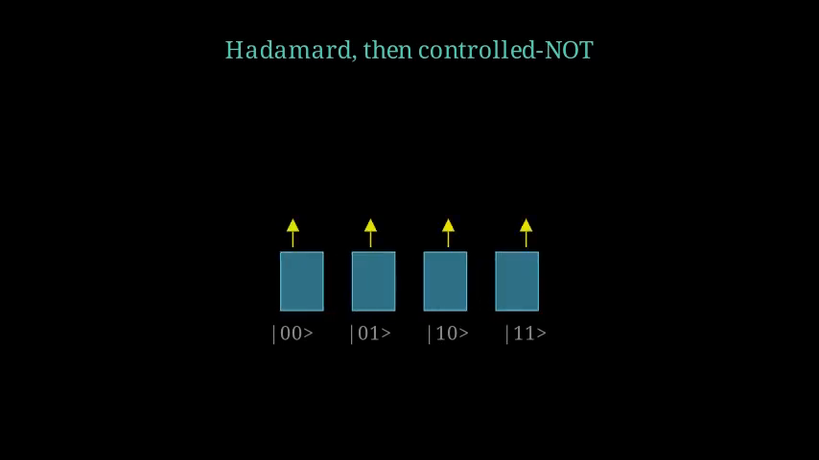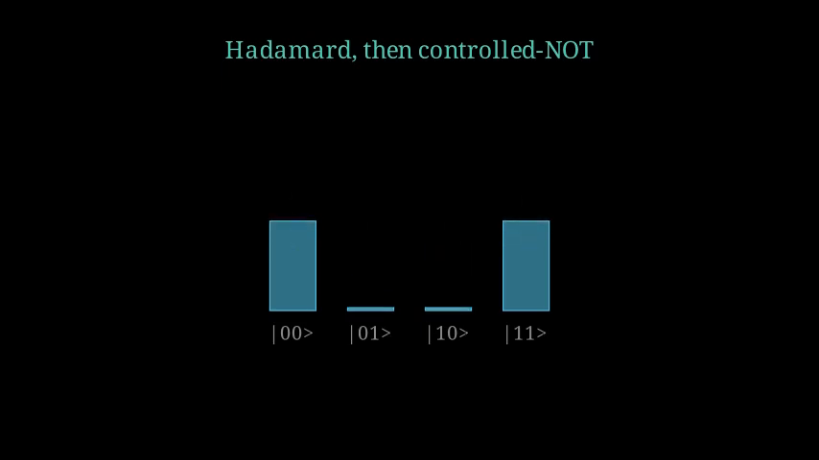Now let us make a state that does not factor. Put the first qubit into a superposition with a Hadamard, and then add 1 new gate, the controlled knot. It flips the second qubit exactly when the first qubit is a 1, and leaves it alone when the first is a 0. Watch the bars rearrange. The amplitude collects on just 2 patterns, 00 and 11, each at 1 over the square root of 2, and the 01 and 10 bars fall to nothing. This is a Bell state.